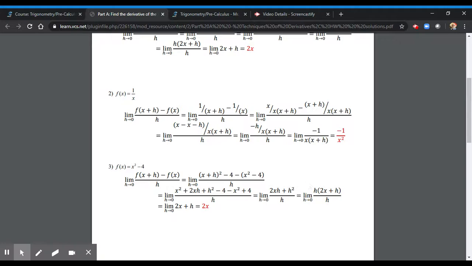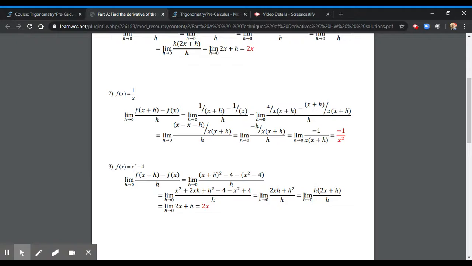All right, let's take a look at number 2 here. Now remember the definition of a derivative: the limit as h approaches 0 of f of x plus h minus f of x divided by h. Well, if my f of x is 1 over x, then f of x plus h is 1 over x plus h, minus f of x, which is 1 over x. Well, I'm going to find a common denominator here in the numerator of this function by multiplying this top and bottom by x and this top and bottom by x plus h.